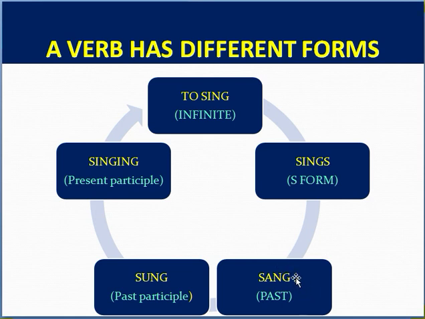Sang is the past form of the verb. Sung is the past participle form of the verb, when we are very certain that the action has taken place in the past. So then we use this past participle form of the verb. Then there is another form of the verb, which is the present participle. Singing: we use it in a sentence where we have to show that the action is taking place continuously.